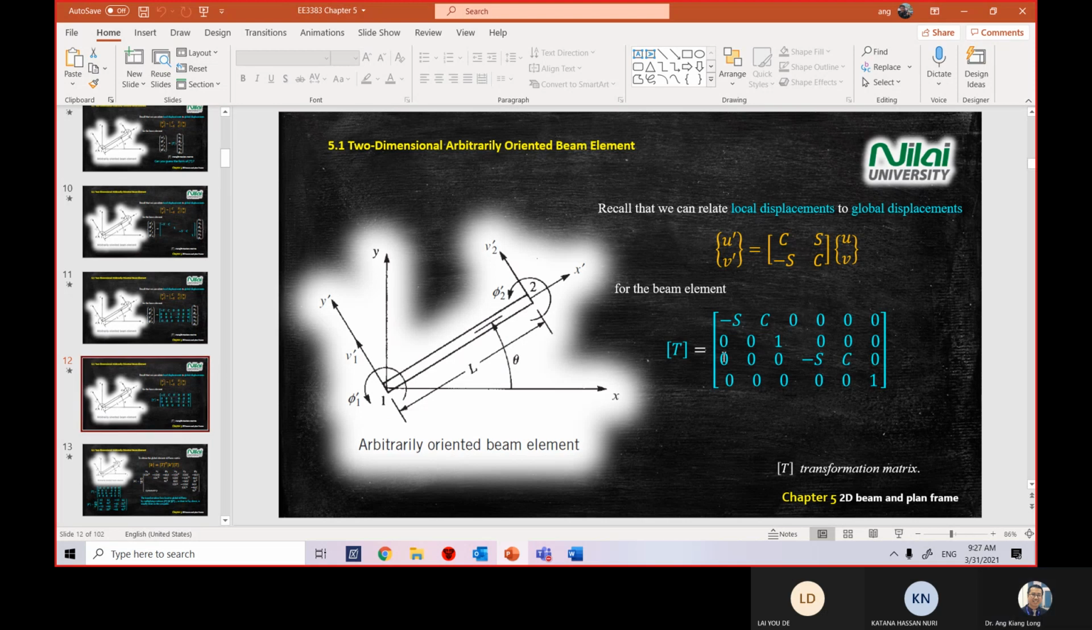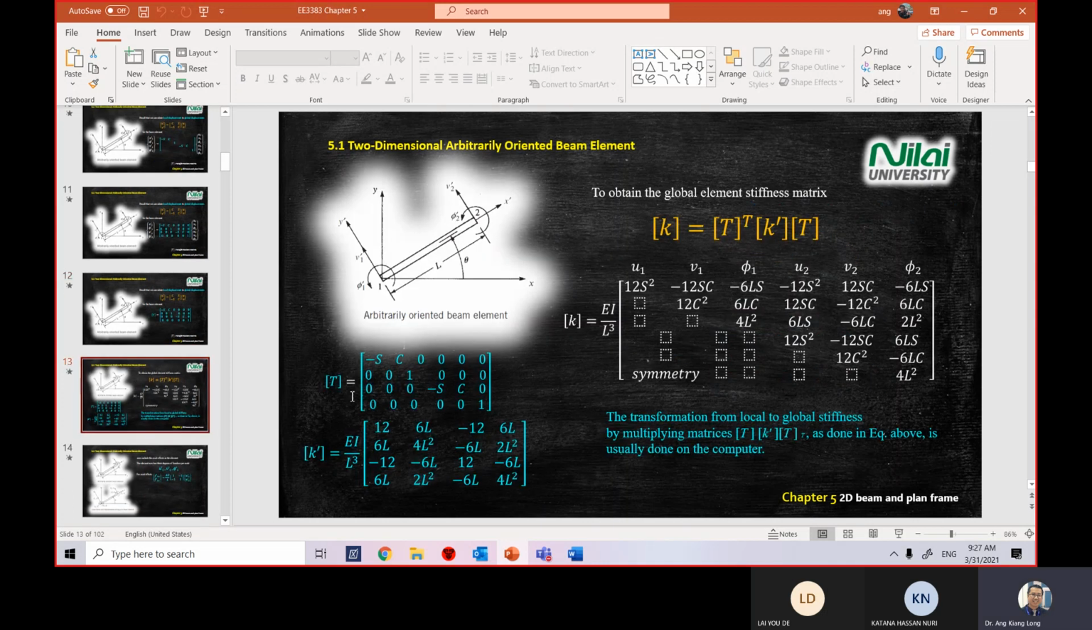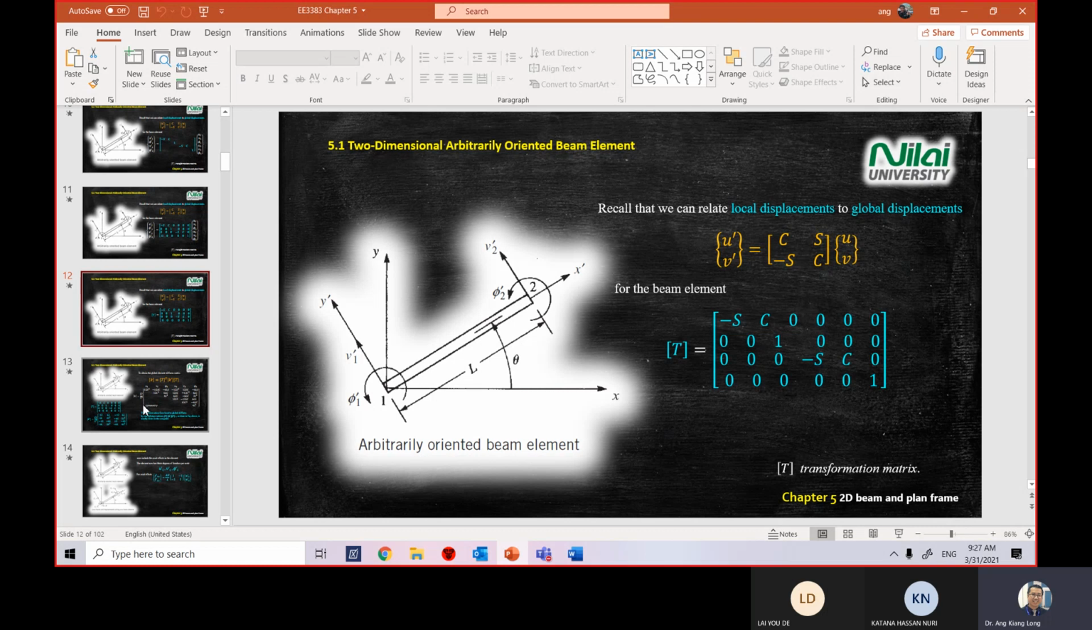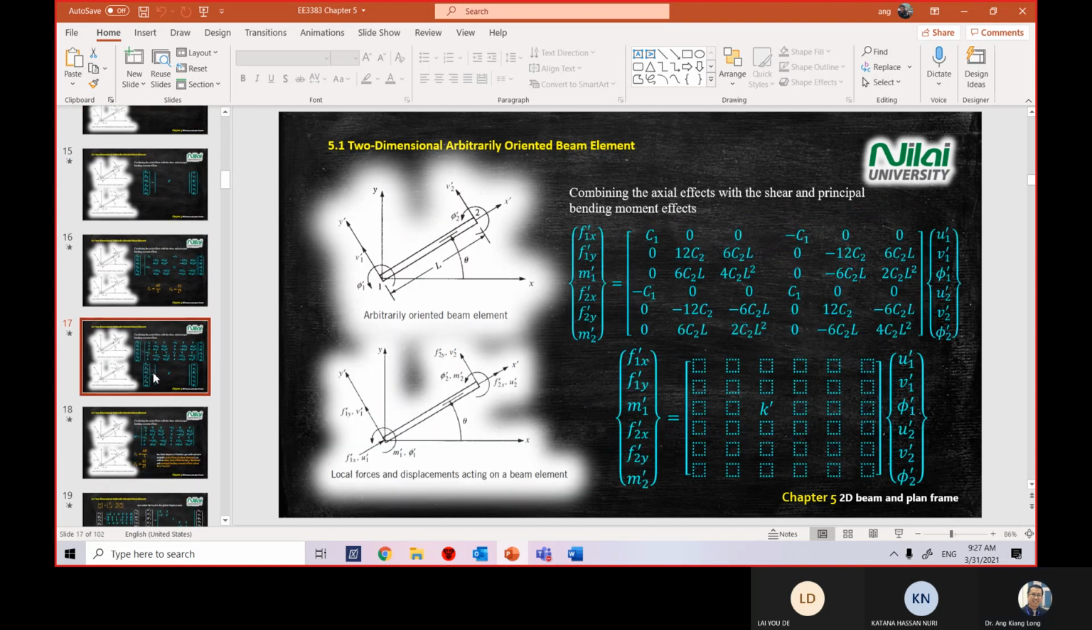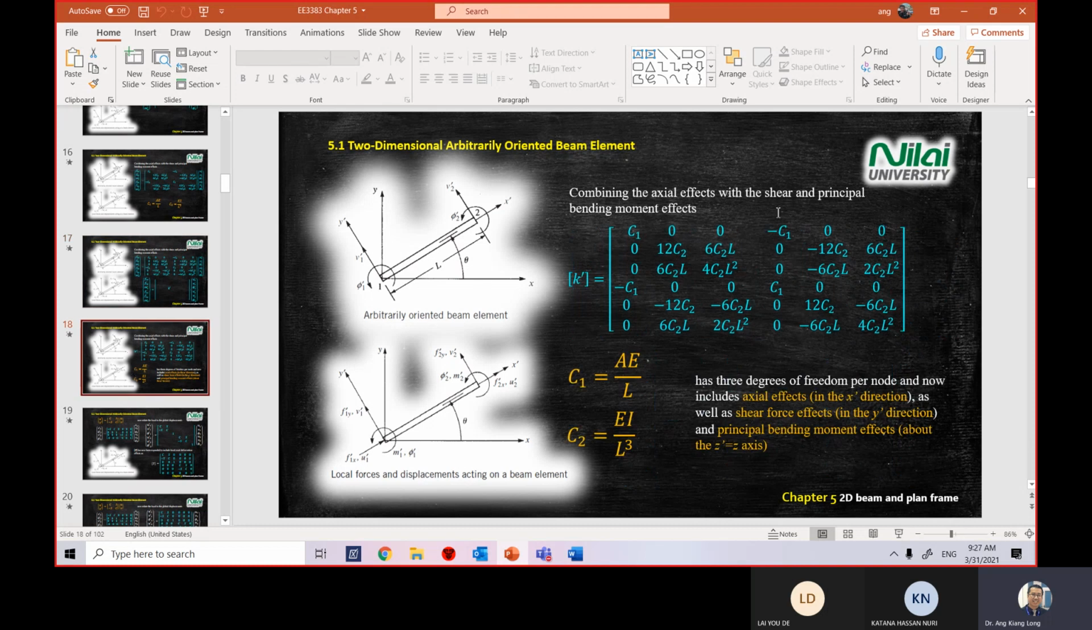The first one is T, the transformation matrix. The second one is the K prime matrix. And of course, K prime can be the big one. Remember this one. K prime, where you have C1 and C2. K prime is equal to this one, with C1 equal to AE divided by L, and C2 equal to EI over L cubed.